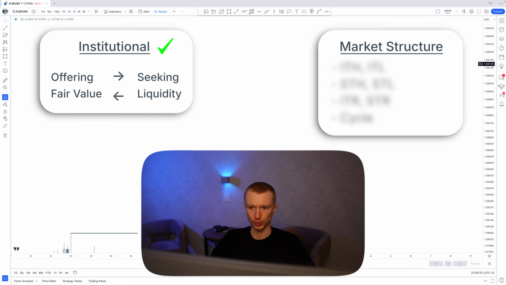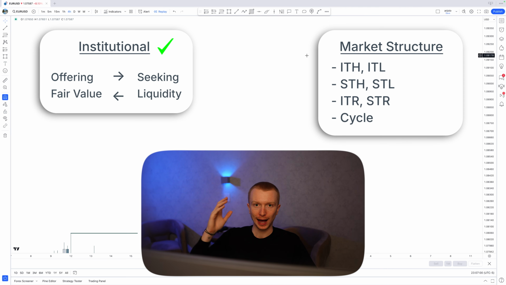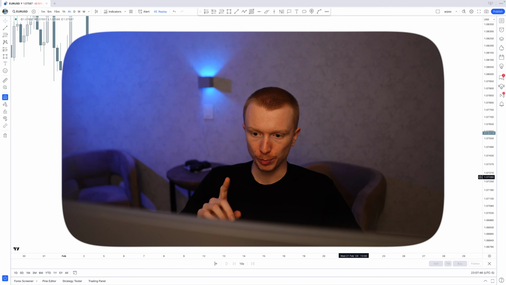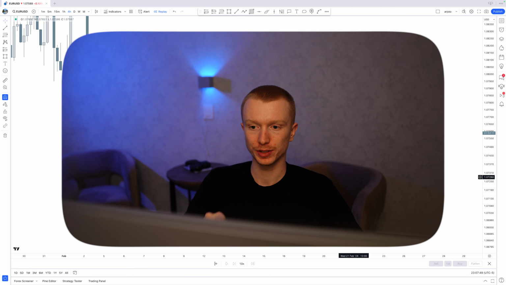Now, for market structure, we are going to go over the following things, where the blur can go away: ITH, ITL, STH, STL, ITR, and STR, and then the last one is cycle. This is exactly where it now gets extremely interesting, because now we understand how institutions operate, and now we can combine that and how it correlates with market structure, making it, of course, institutional market structure. Now, before I show you how you can capitalize on this live move, of course, no financial advice or anything, but before we do that, we need to go over crude oil.